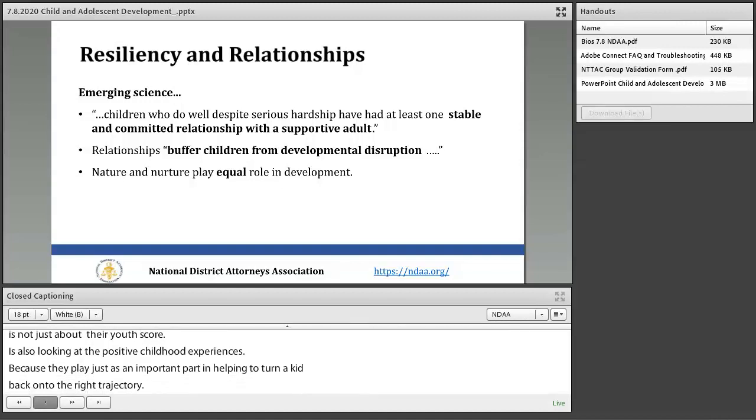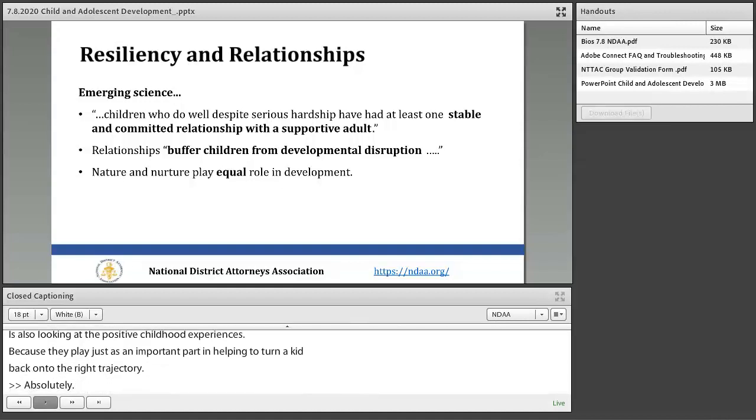Absolutely. Excellent point. One of the ways that translates, that I find in going to court every day, is when I've got a youth on detention and maybe we're having a release hearing to see if there is someone, we need that person to come to court.